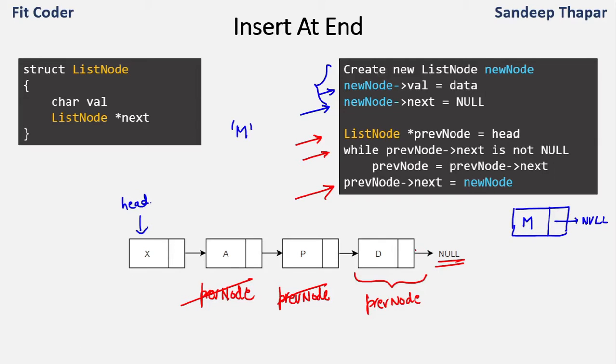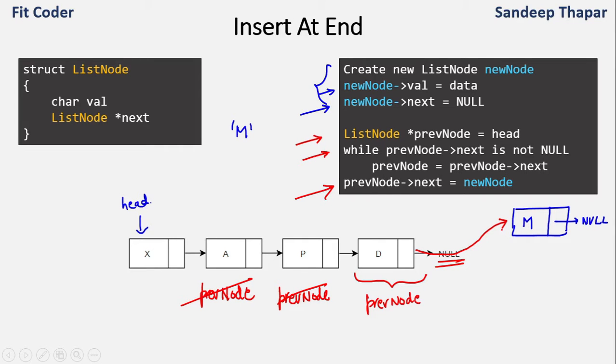So basically we'll change this pointer from D to M. So now M will be our last node. So from head, we have iterated till the end of the linked list, and we have assigned the pointer of the last node to this new node. So that is how you can insert a node at the end of a linked list.